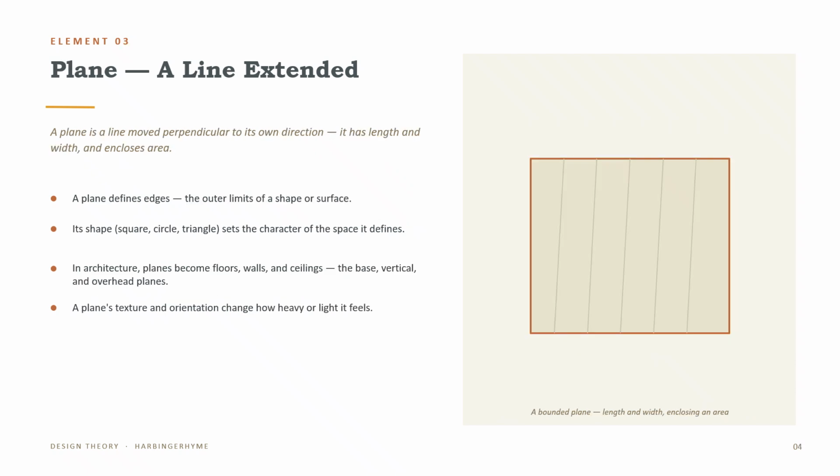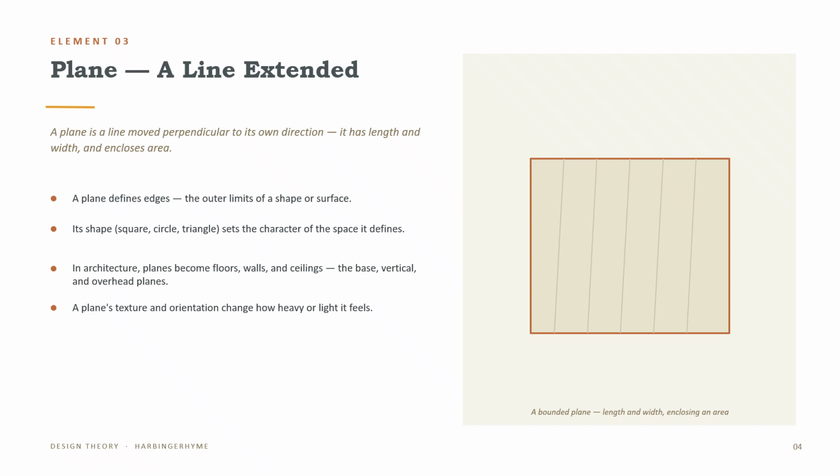Element 3. Plane, a line extended. Move a line sideways and you sweep out a plane. Now we have length and width, and for the first time, area. A plane defines edges. It separates inside this shape from outside this shape. In architecture, this is where things get very real.